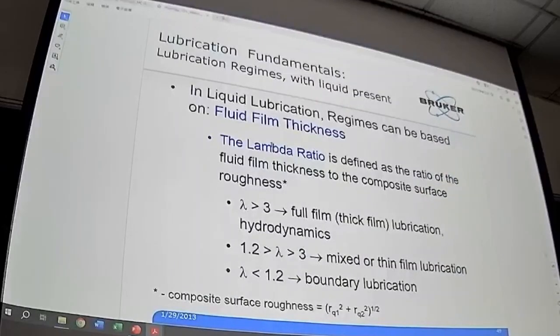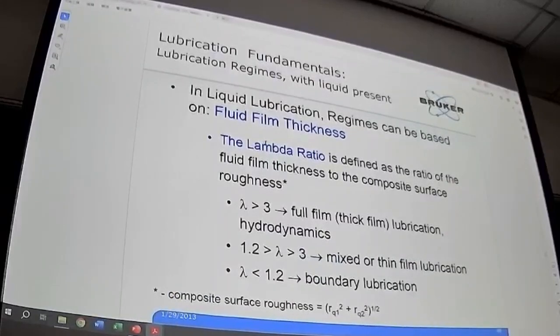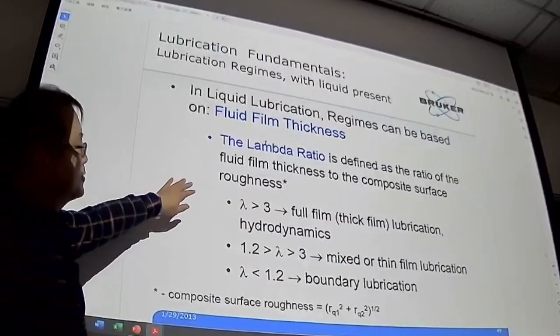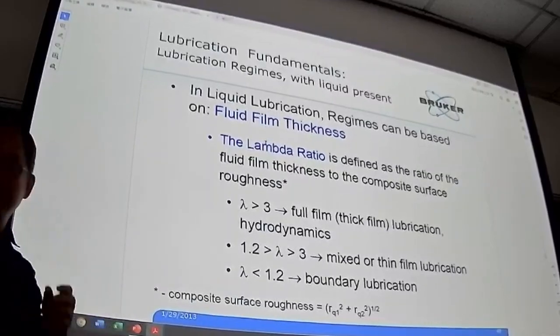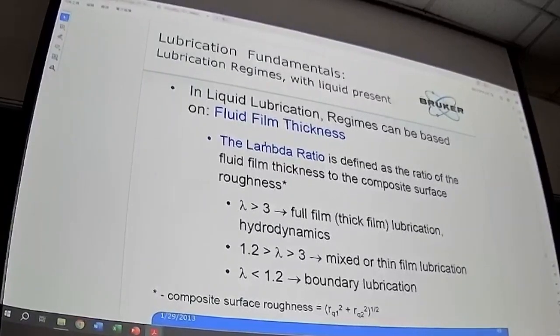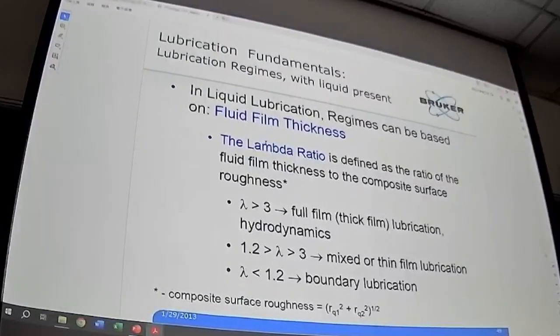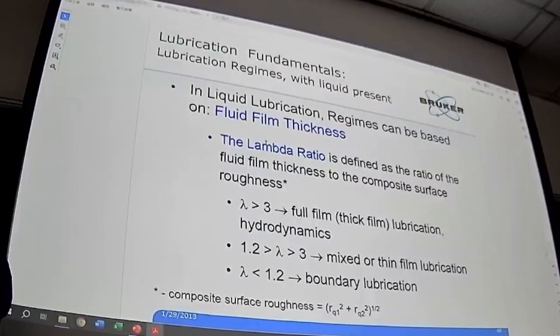So this is another Stribeck curve. In this case, it is classified into only three different categories. It's okay, because this is the result from experimental testing.